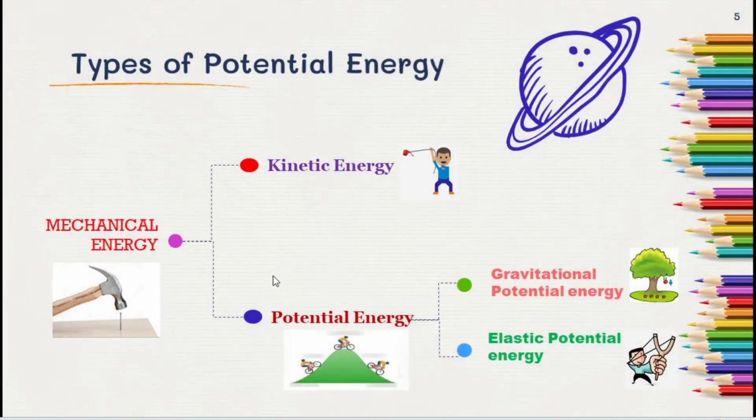Next we are going to discuss the types of potential energy. Already we discussed mechanical energy. The mechanical energy has two factors: one is the kinetic energy, another one is the potential energy. The kinetic energy we already discussed. In this class we are going to concentrate on potential energy. Potential energy is again divided into two types: one is the gravitational potential energy and another one is the elastic potential energy. In this video we are going to elaborately discuss these two types of potential energy.